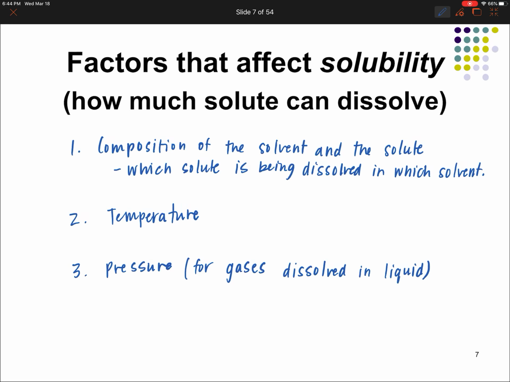And when I say composition, like, is it water and salt? Is it water and sugar? Is it water and ethanol? Okay, so that's what I mean by which solute and which solvent, right? Salt, water, right? What are you talking about? Okay.